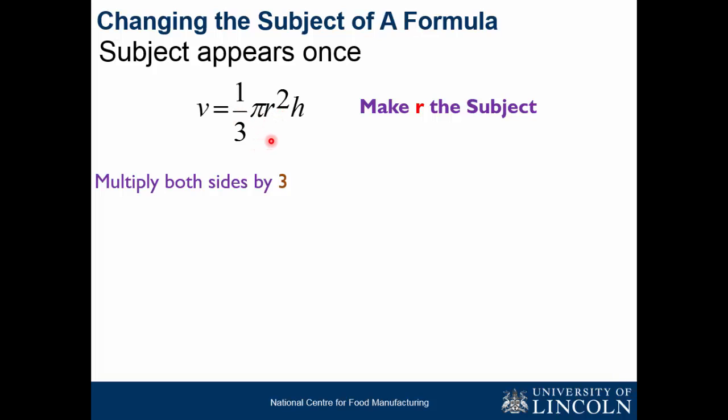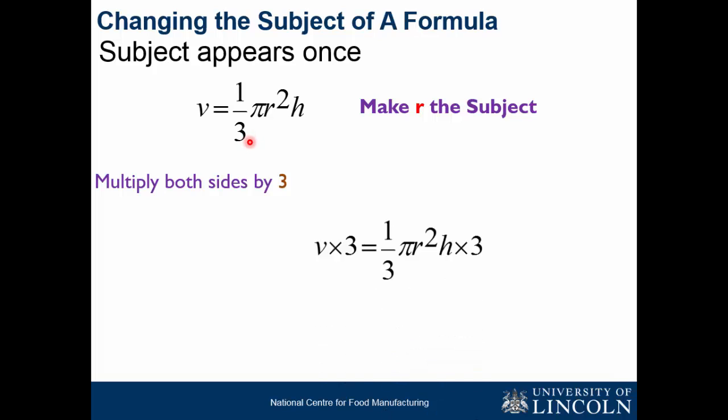Try to eliminate anything that has a denominator problem like this 3. We want to get rid of this 3 so that we can get rid of every other thing attaching themselves to r. So the very first thing we want to get rid of is 3. So multiply both sides by 3.